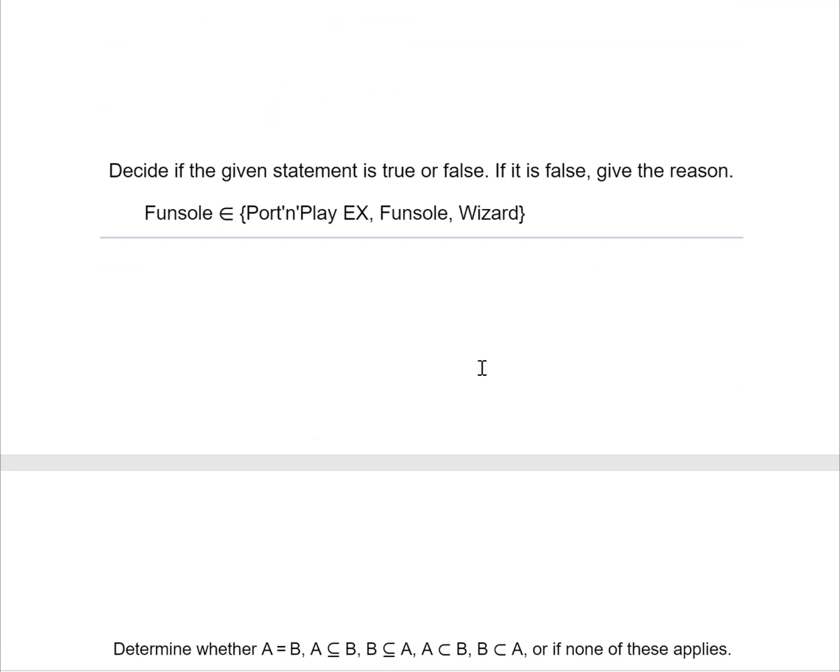Now you're practicing here a little bit with the symbols from section 2.1, and this one now switches back to the element symbol, and it wants to know whether this statement is true or false. And it's got fun soul, is that an element of this set? And we notice that that is an element of the set, so therefore this statement this time is true.